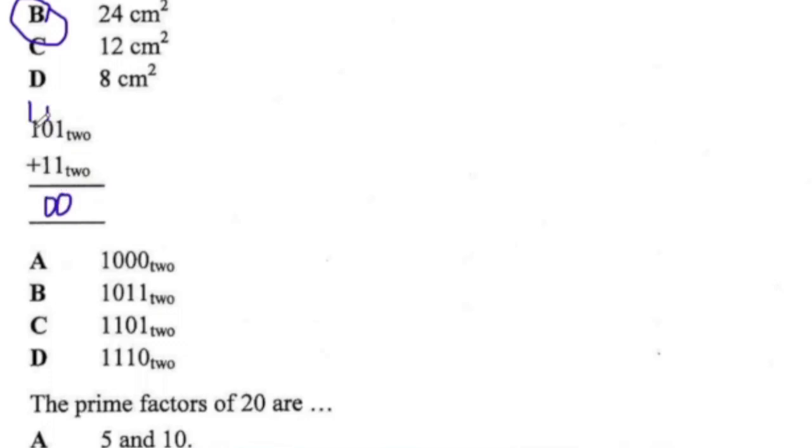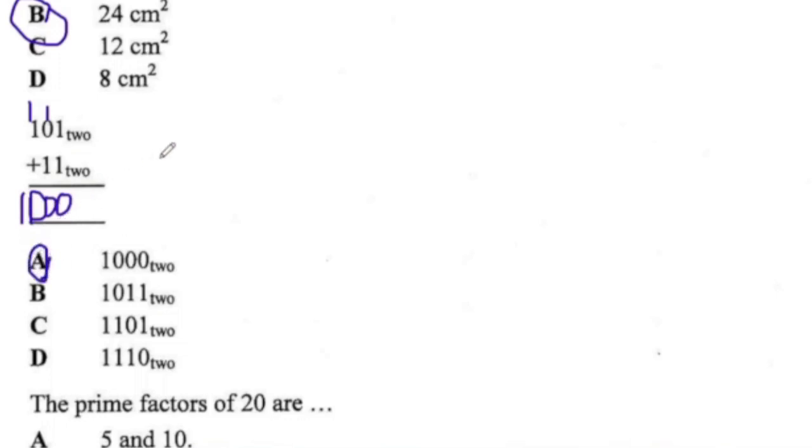1 plus 1 will be 2. 2 plus 0 will be 2. So we write it as 10. We write 0. Now, since there is no number at the end, we bring down the 1. So we have 1000 in base 2, that is 1, 0, 0, 0, three zeros. So the correct answer is this one.